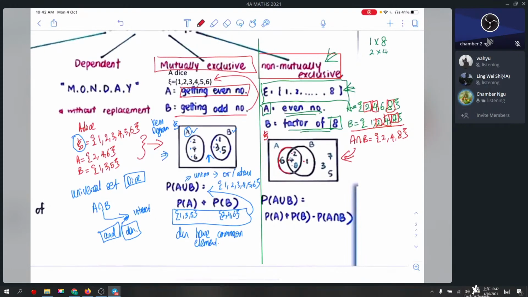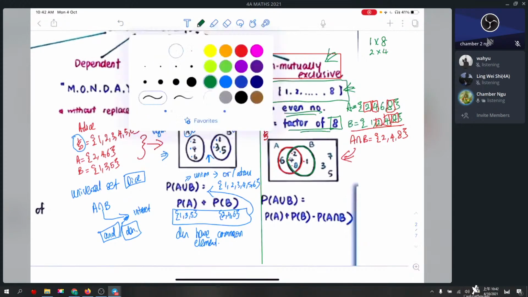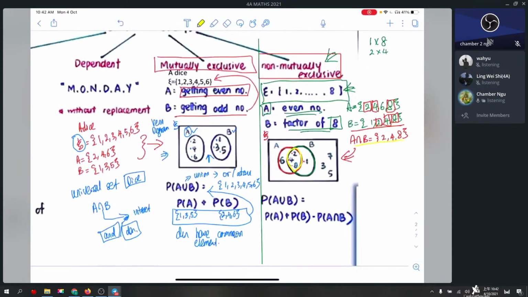Okay, I use the red color to draw the set A. Okay. Then the green color to draw the set B. So these are all the elements in the set B. So now I use the yellow color to draw the A intersect B. So it's this one. So you see the element is 2, 4, and 8.